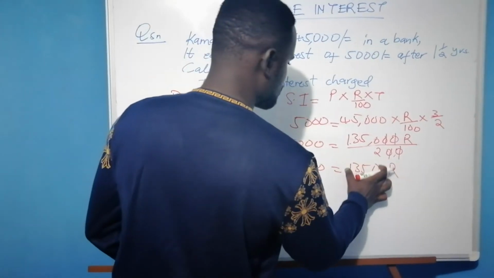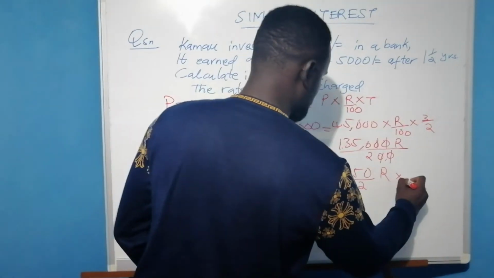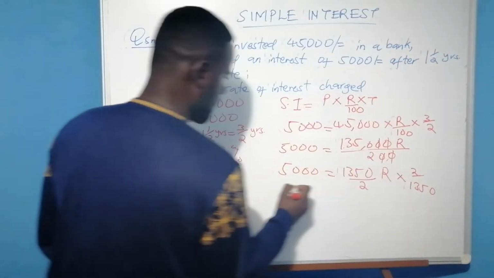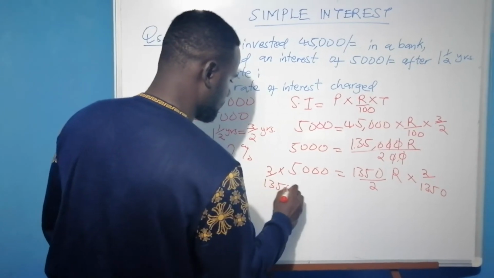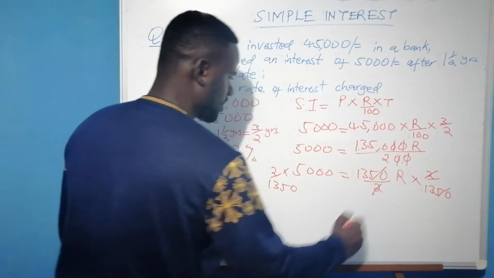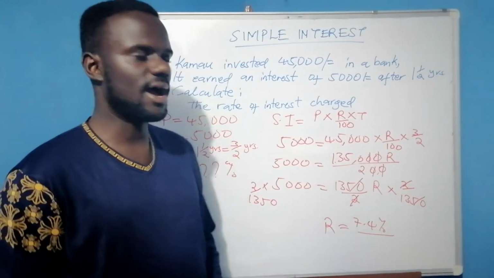Therefore, I'll have to cross multiply by the reciprocal. And the reciprocal here will be 2 all over 1350. And this side will be 2 all over 1350. Therefore, this will cancel, and you'll have R, the rate of interest earned.